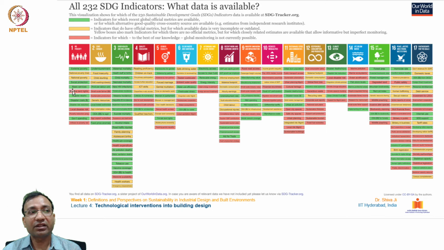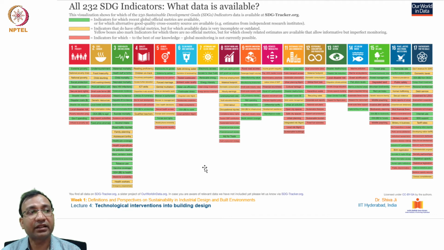For social protection, basic services, disaster deaths, and disaster costs, ample data is available for these assessments and evaluations, but for evaluating national poverty lines, a limited or restricted amount of data is available. Similarly, you can see among all of these 17 SDGs the availability of data.